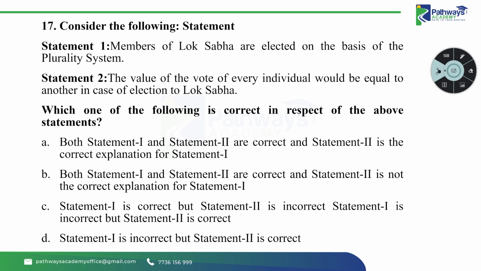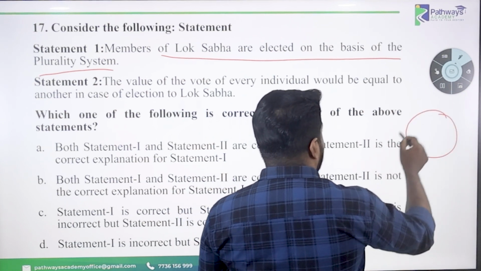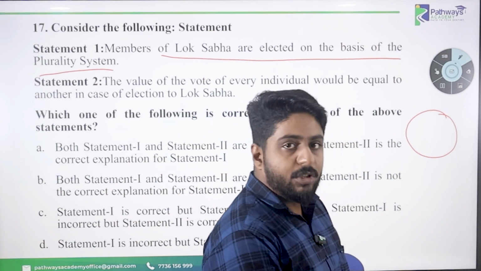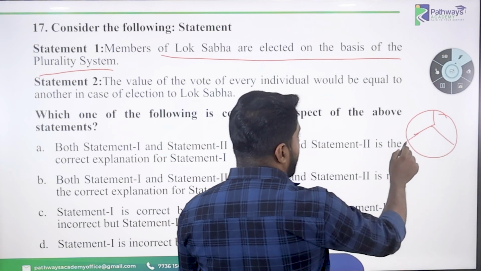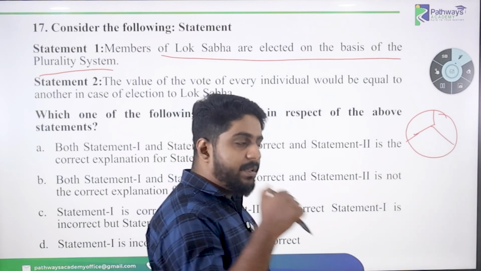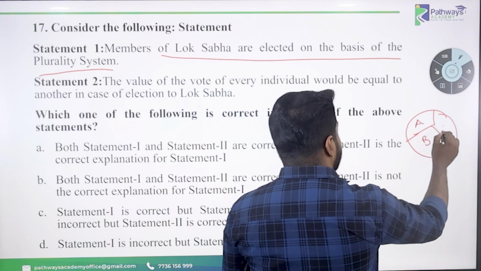Question number 17. Consider the following statements. Statement number 1 says that the members of Lok Sabha are elected on the basis of the plurality system. What do you mean by plurality system? I'll just give you an example. Try to understand this. Suppose this is a Lok Sabha constituency and you have 3 candidates representing different parties: candidate A, candidate B and candidate C.